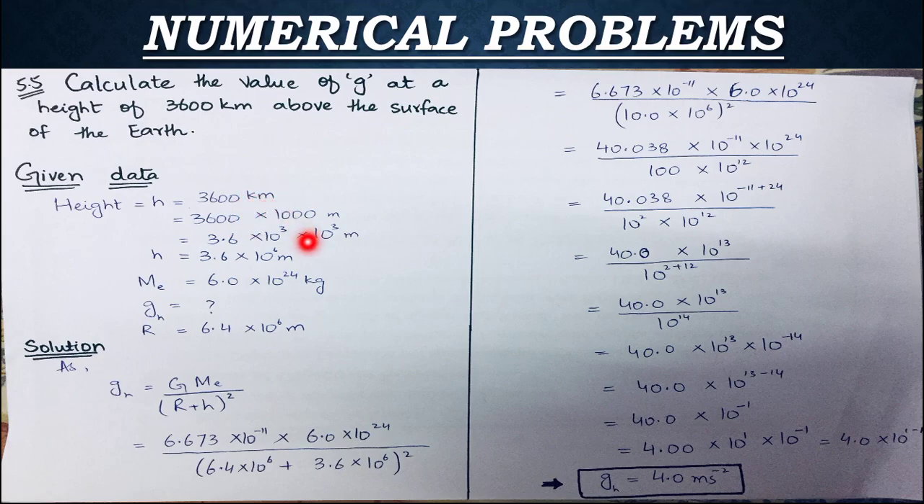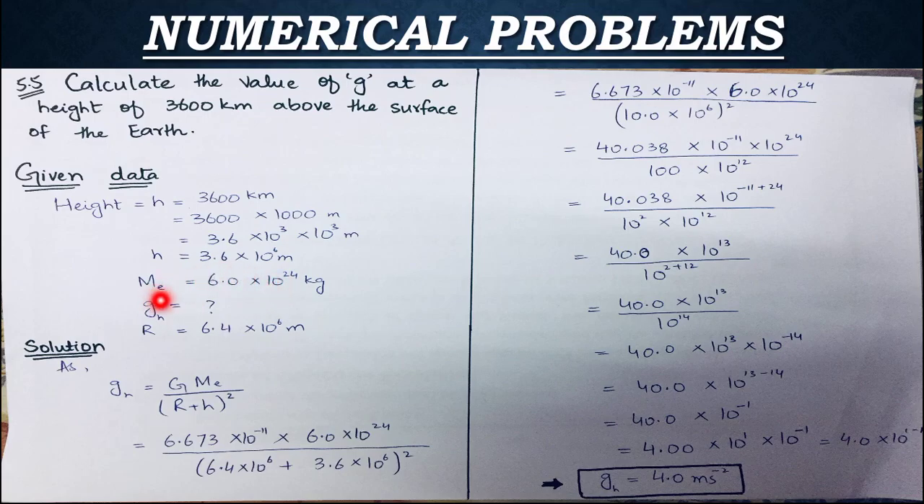For kilo, I'll write it as 1000 or 10 raised to the power 3. And I shift the point towards the first non-zero digit. As I'm moving the point 3 digits, it will be 3.6 multiplied by 10 raised to the power 3. And 1000 can be written as 10 raised to the power 3. So the bases are the same. We can write the base once, and it will be 3 plus 3, which is equal to 6. So height is 3.6 multiplied by 10 raised to the power 6 meter.